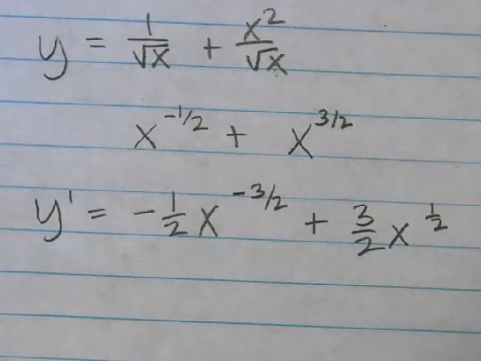Now, it is possible to do a lot of simplifying here, but do we need to simplify if all we want to know is the slope? No, we don't need to simplify. So at this point, what should we do? We have to find the specific slope at 1. So what should we do? Plug in 1. Does that make sense?